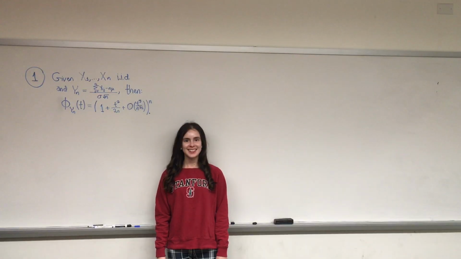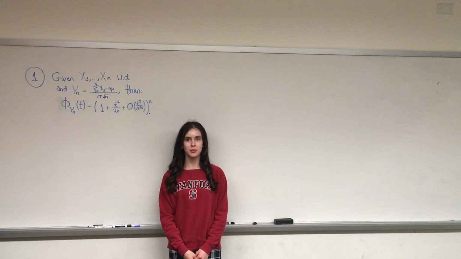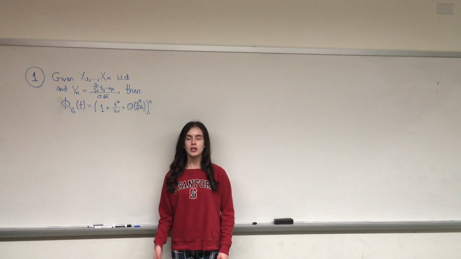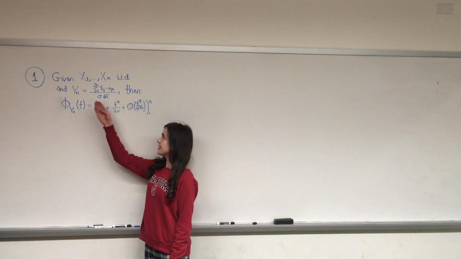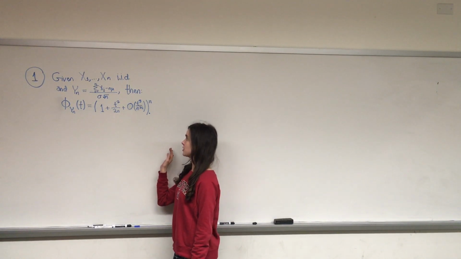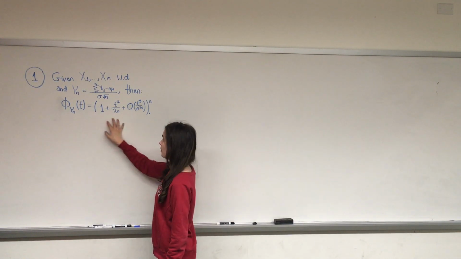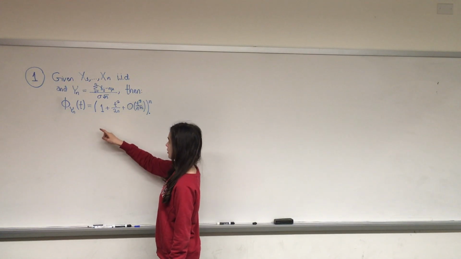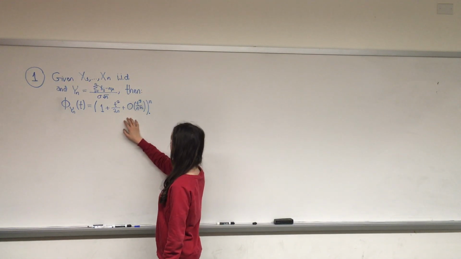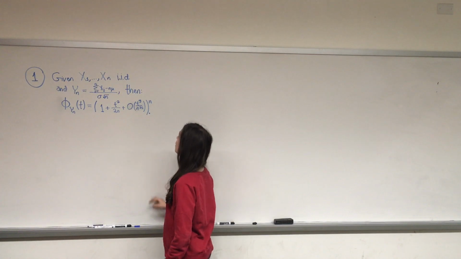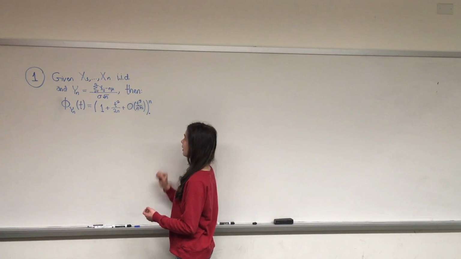So now that we've broken the proof apart into 3 pieces, we're going to go ahead and start to prove the first piece. The first thing we're trying to do is, given n samples, find the characteristic function of Y sub n. The formula is going to be that the characteristic function is (1 plus t squared over 2n plus some more terms on the order of t cubed over n to the 3 halves) to the power of n.